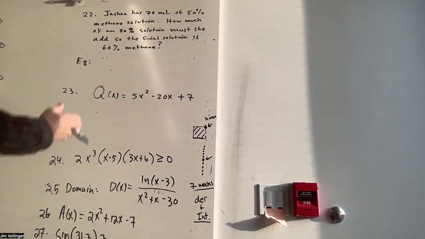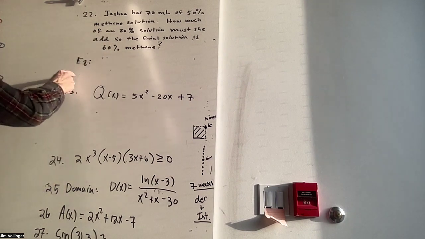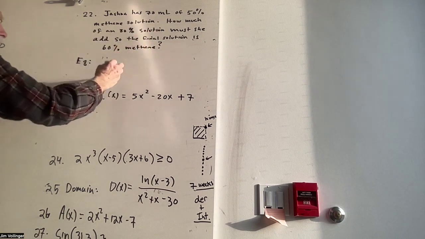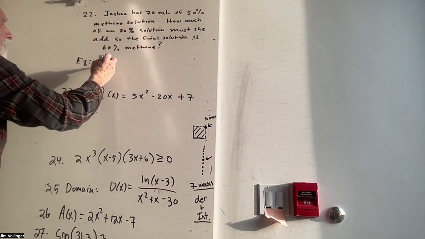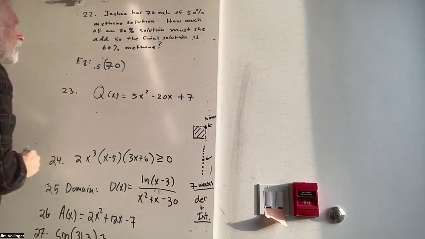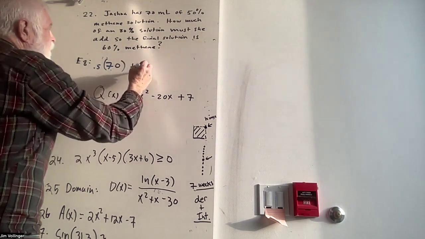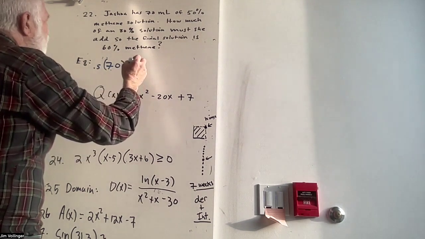I'm just taking the equations off of the internet. So you pause that, and we're just going to write the equation. So we got 70 at 50%, so that's 70 milliliters. 50% is 0.5. So we got that, and we're going to add some solution at 80%, so that's a 0.8. How much of an 80 must she add?